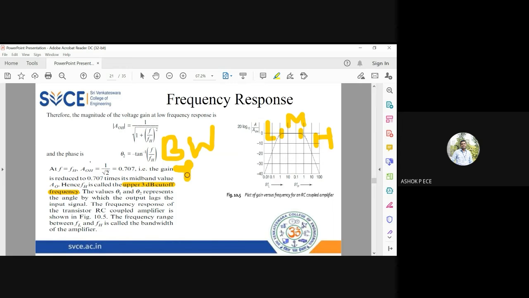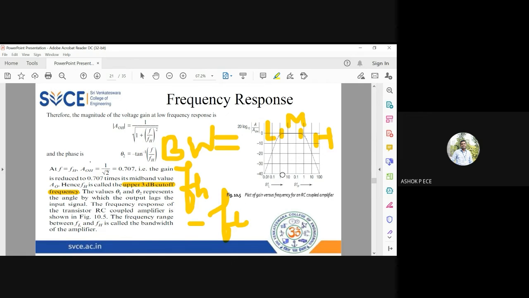The frequency range where the gain is constant, between the two frequencies FL and FH, is called bandwidth. So bandwidth equals FH minus FL. The bandwidth is given as the upper cutoff frequency minus the lower cutoff frequency. What does bandwidth say to you? Bandwidth refers to the set of frequencies between which the gain is going to be constant.